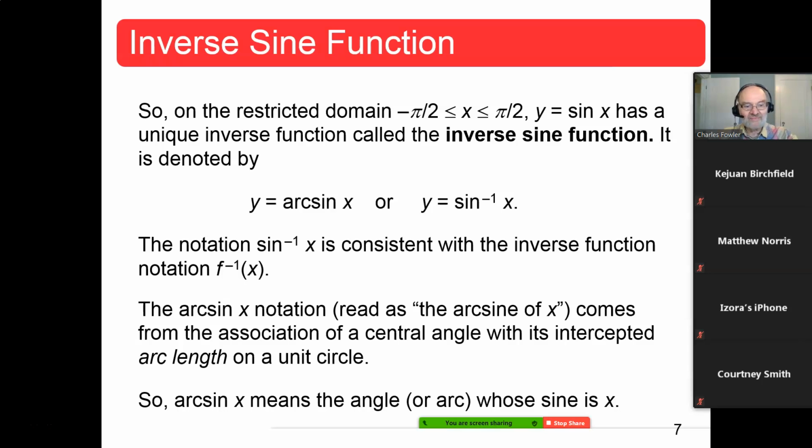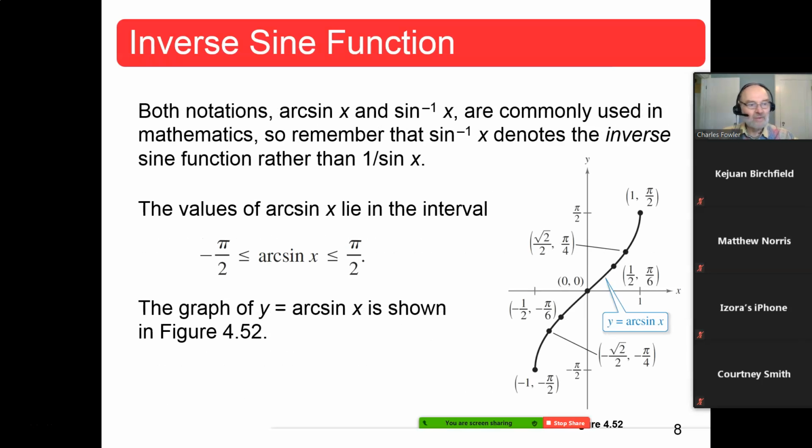We just run out of time, so we'll pick up next time with this slide right here. It starts with both notations, and let me see if I can find it in the book. Yeah, right about there. So that's where we'll begin next time. Any questions on what we did so far today?